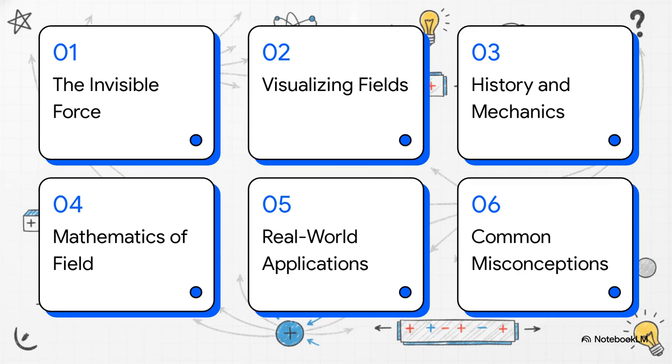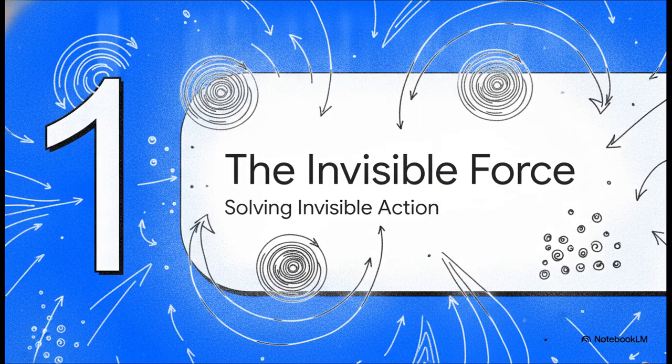Here is our roadmap for today's explainer. 1. The invisible force. 2. Visualizing fields. 3. History and mechanics. 4. Mathematics of the field. 5. Real-world applications. And finally, 6. Common student misconceptions.